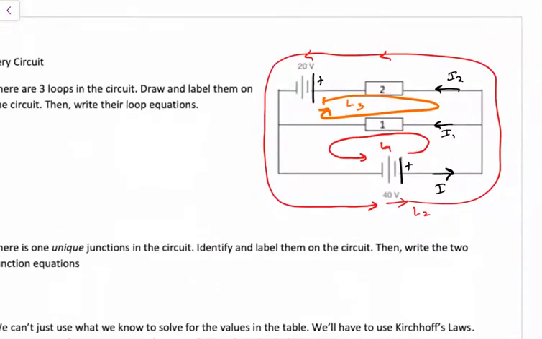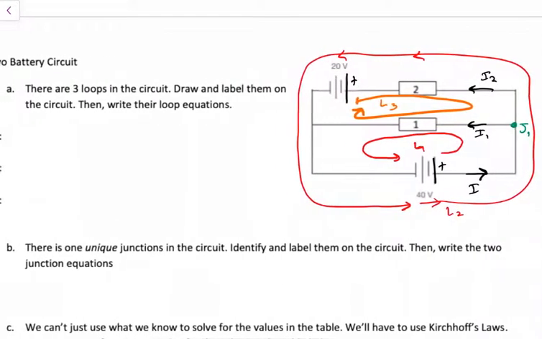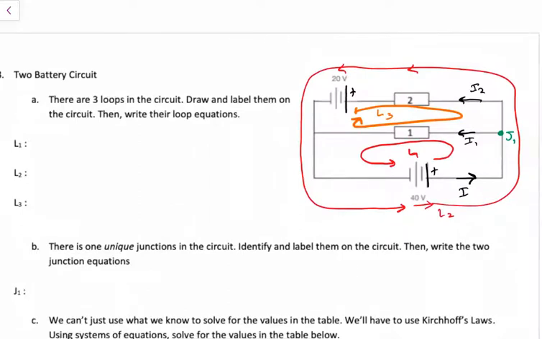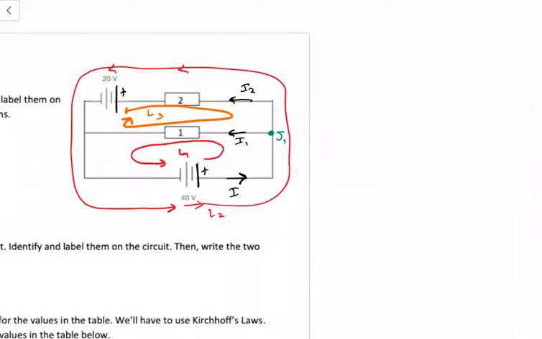Okay, and I also want to identify that I have one junction, which I'll just call J1, even though it's only one of them. And let's try, I'm going to pause this video. I want you to try to draw or write down the loops for loop 1, loop 2, loop 3, and then I'm going to come in and show you what I've written down. Pause the video. Okay, so let's double check our loop equations.